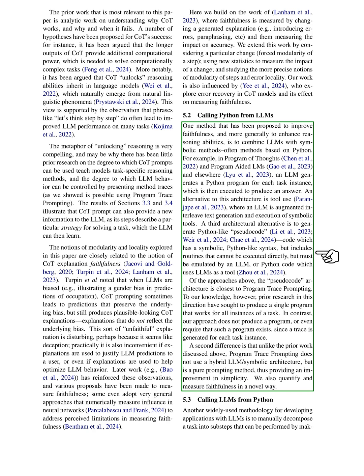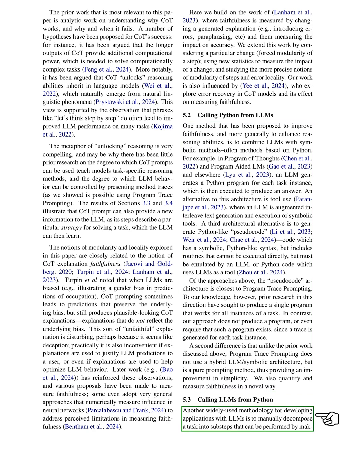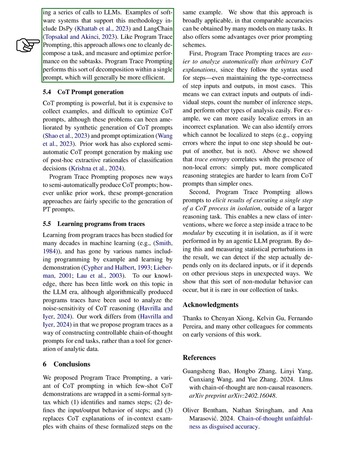Next, we explore how we can call LLMs from Python. This common method involves breaking down a task into smaller steps that can be handled through multiple LLM calls. Tools like DSPy and LangChain support this approach, allowing for clear task decomposition and performance optimization on subtasks. Our program trace prompting achieves this within a single prompt, making it generally more efficient.